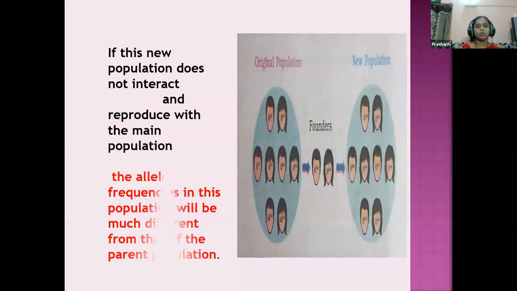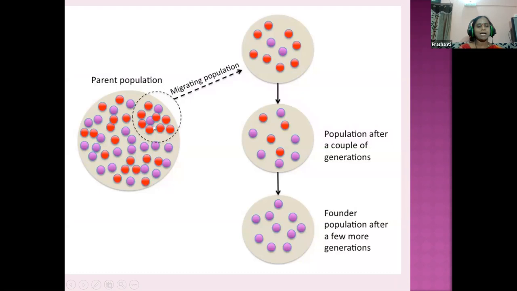So here, from the original population, they have shifted. These are the founders, and now they interbreed and form a new population. And this new population is in no way similar to the original population. They are completely different from the parent population. Here, see children, the parent population might be migrating for different reasons. So after a couple of generations, we find a new founder population that is completely different from the parent population.